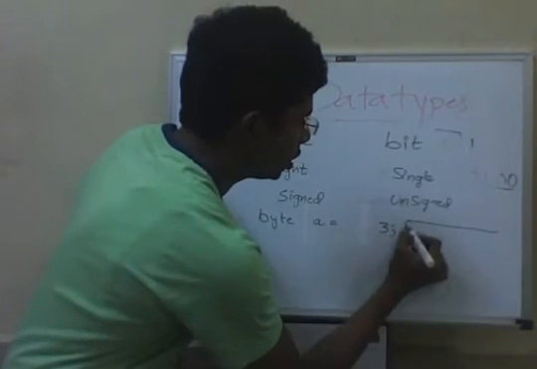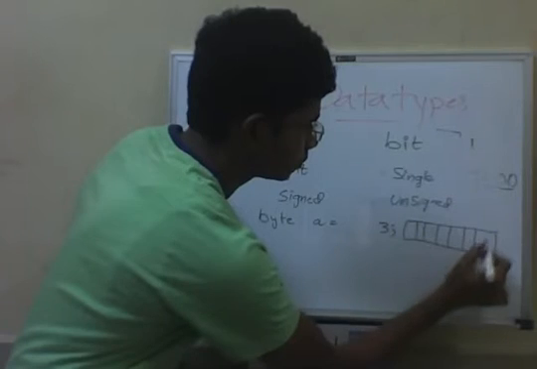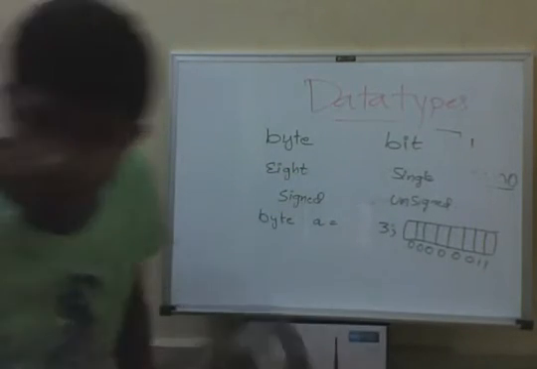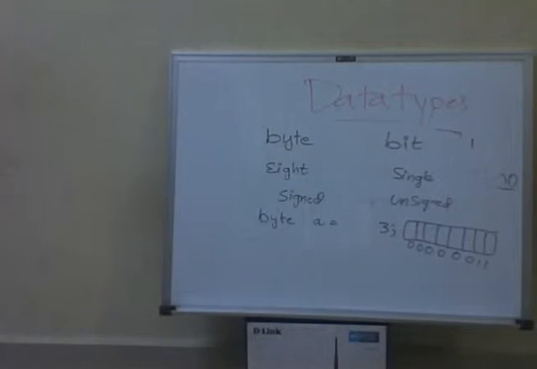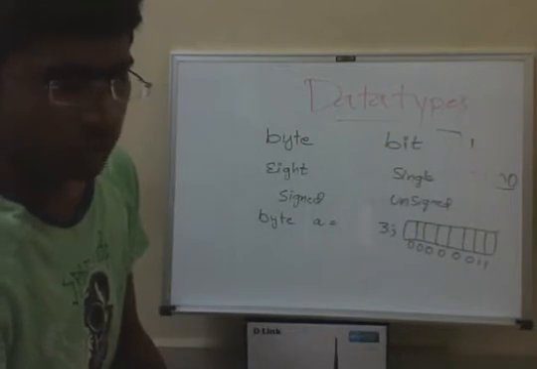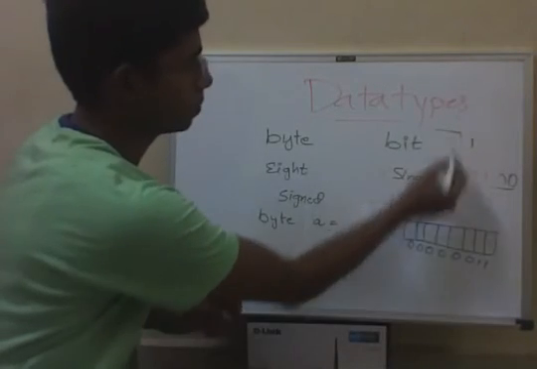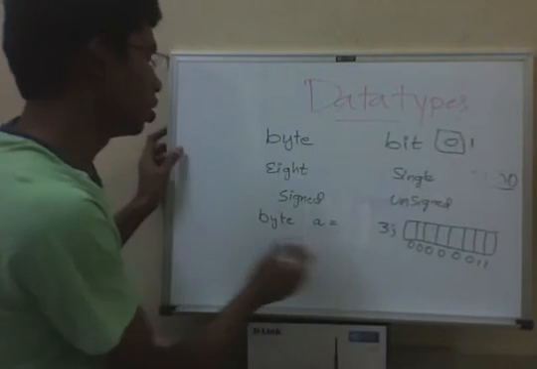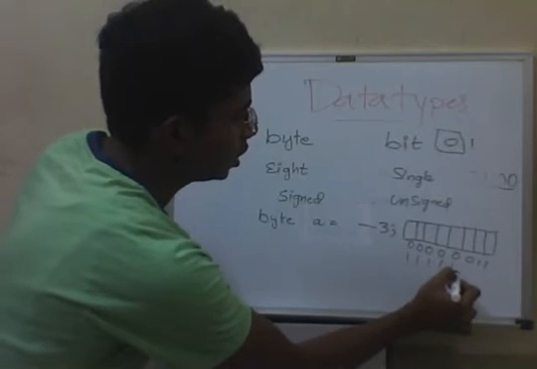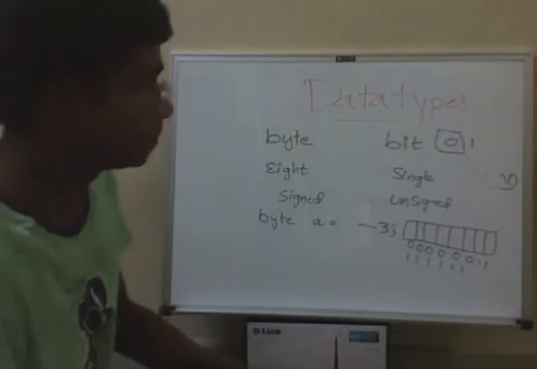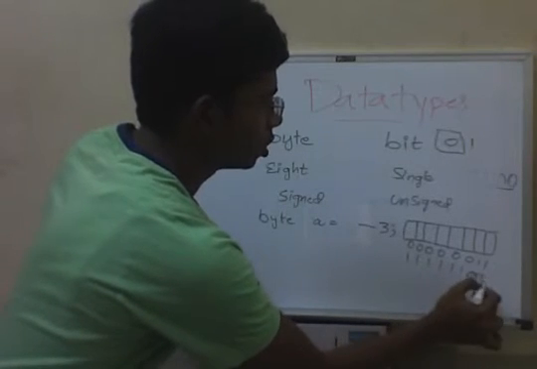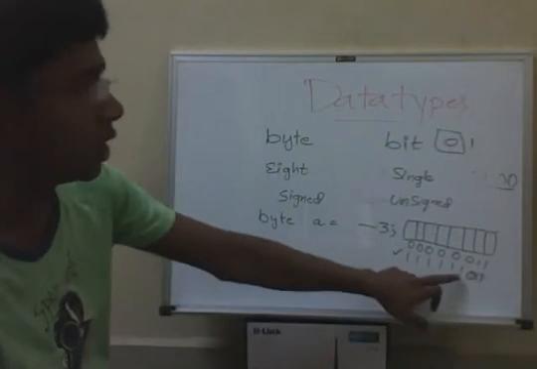Here A will have 3, which means 0, 1, 1, and all the remaining will be 0. Why will all be 0? Because by default bit will store zeros. We discussed that earlier. Instead of this, you can write negative 3 also, minus 3. It will be stored in 2's complement form. That means it is going to have the complement plus 1. So it is going to be this one, in 2's complement form.